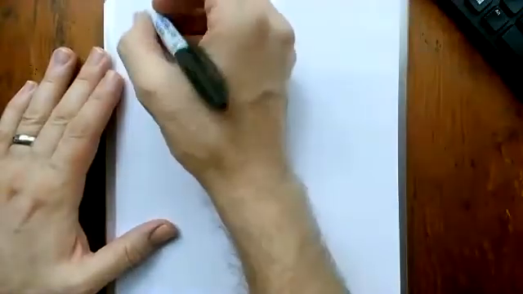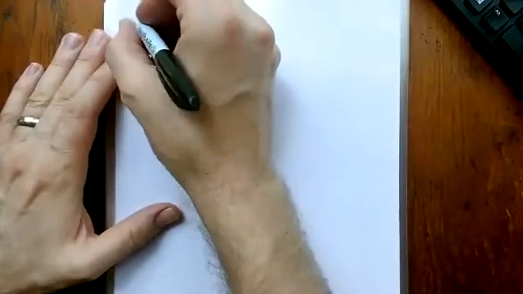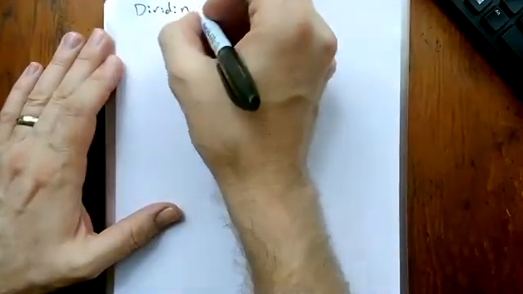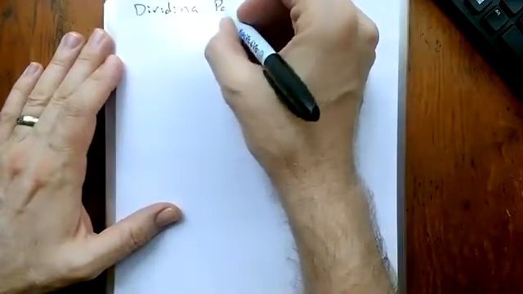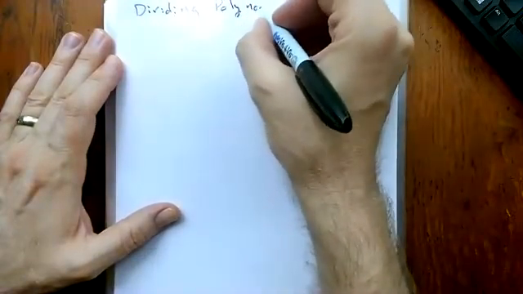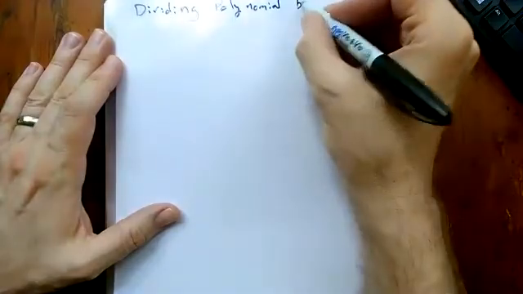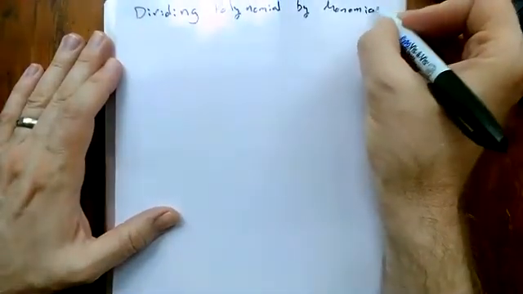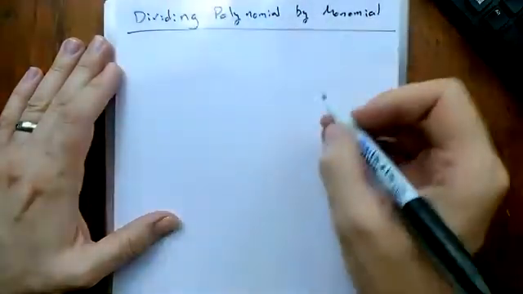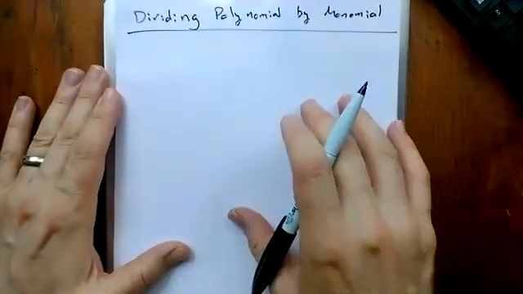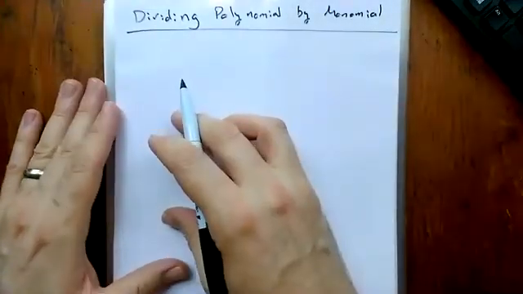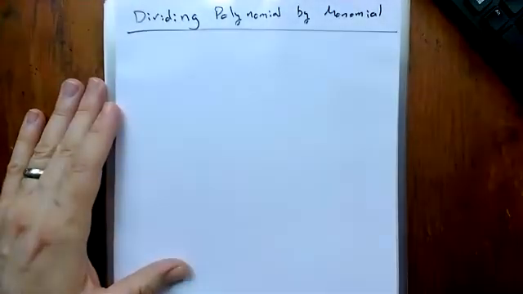So we should talk about dividing a polynomial by a monomial. And the hardest part with these, I personally find, is more the emotional barrier than the actual process.